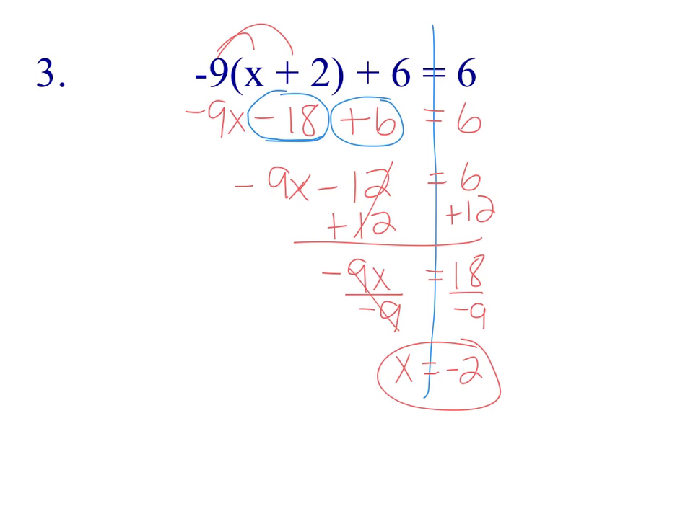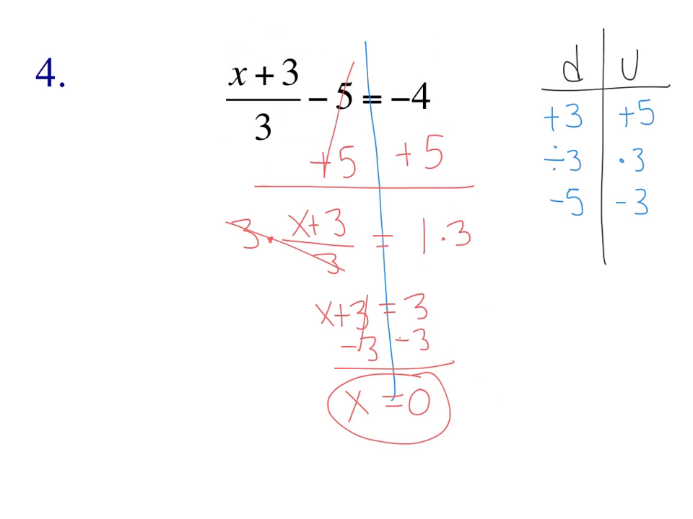Number 3, x equals negative 2. I don't have the check shown here, but it's a really easy check when you plug it in. Negative 2 plus 2 is 0, and then 0 times negative 9 is 0, so you're just left with 6 equals 6. For number 4, the answer should have been 0, and if you had trouble with this, I made a do and undo chart. That's really helpful for a problem like this.